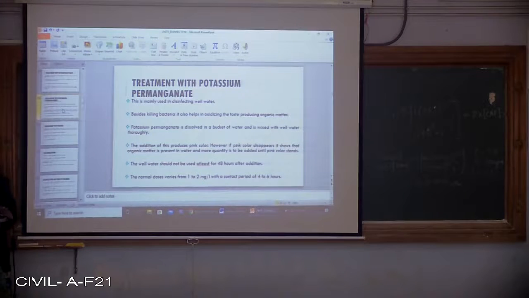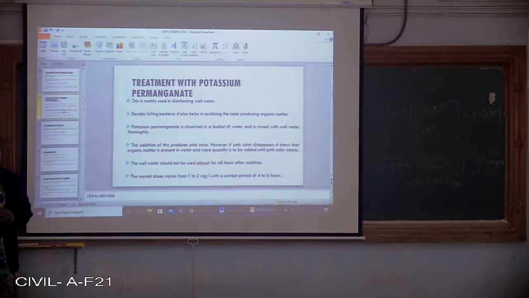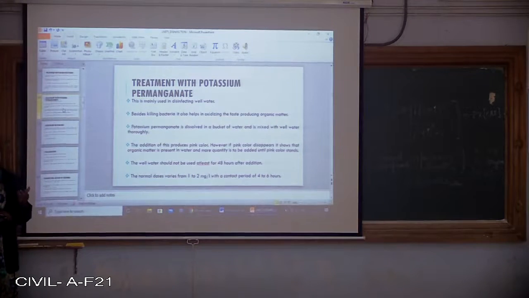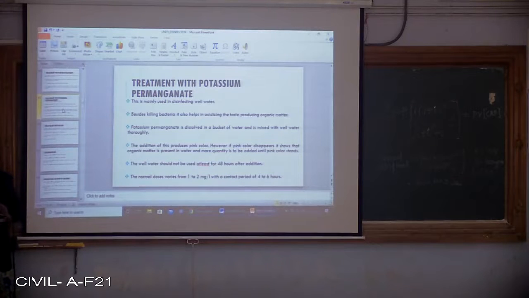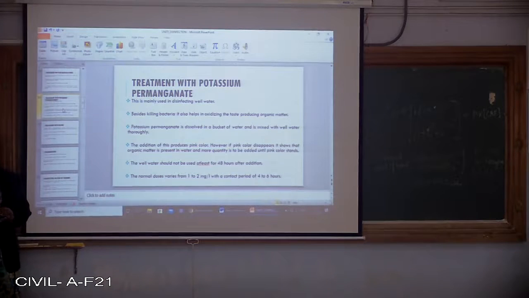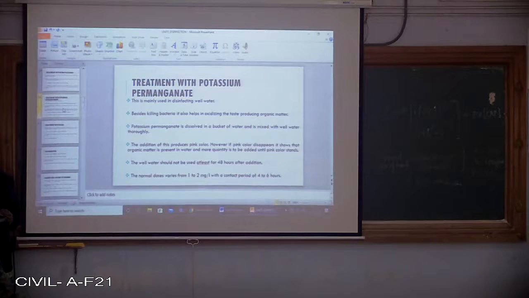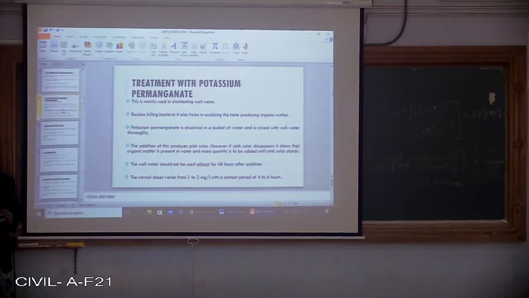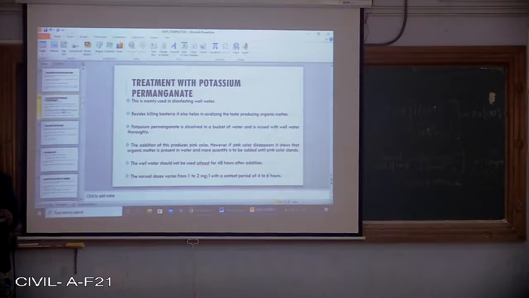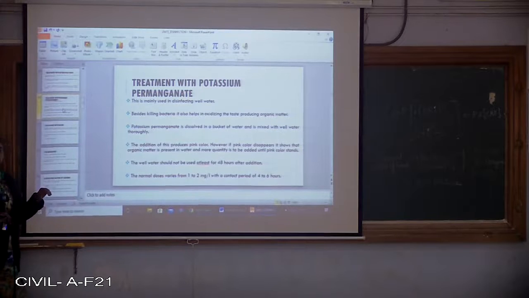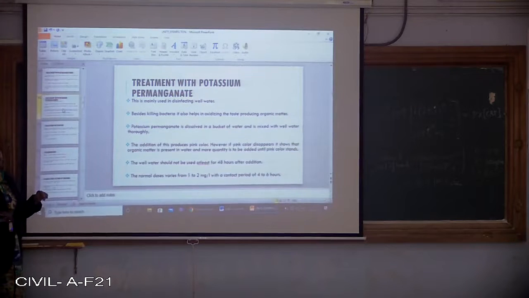So I think all of you have seen in your laboratory, when you add potassium permanganate to the water, it gives you pink colored water. So add until the pink color stands. This is one of the advantages.